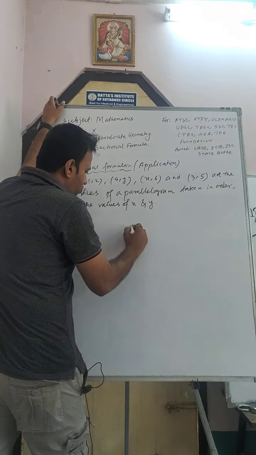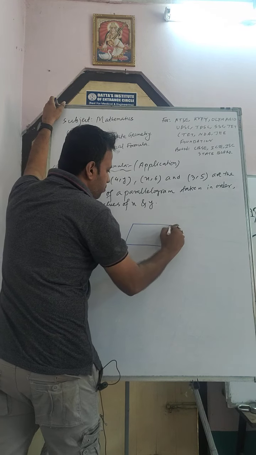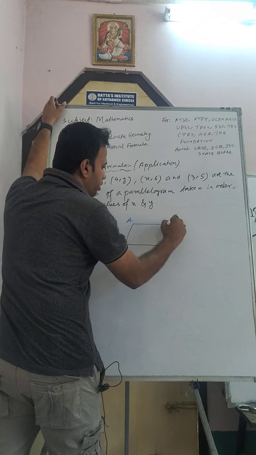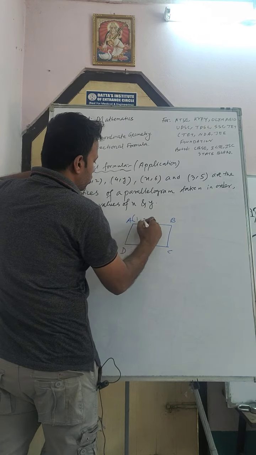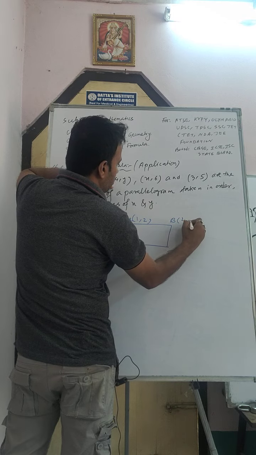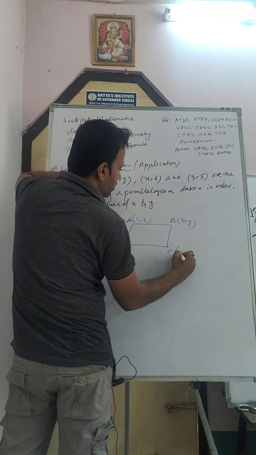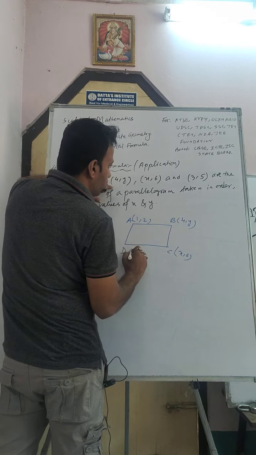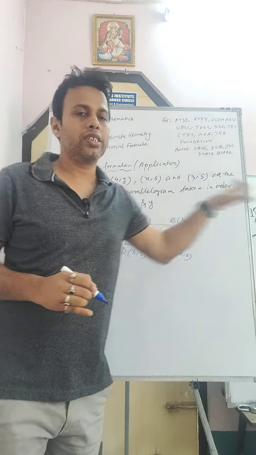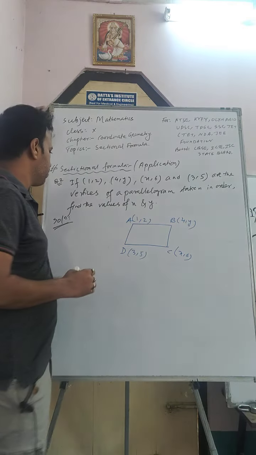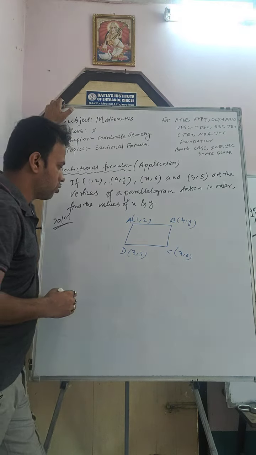So let's first try to draw the parallelogram. Suppose this one is the parallelogram, this one is A, B, C and D. The first point is A, that is (1,2). Second point is B, (4,y), and third point is C, (x,6), and fourth point is D, (3,5), because the points are in order, that is A, B, C, D, in this order. Okay, so now we have to find out the value of x and y.